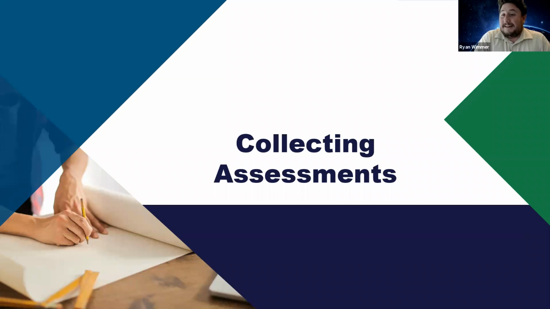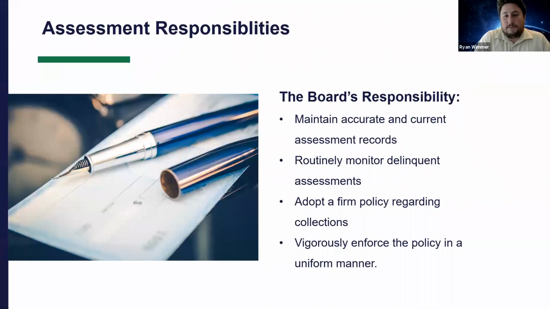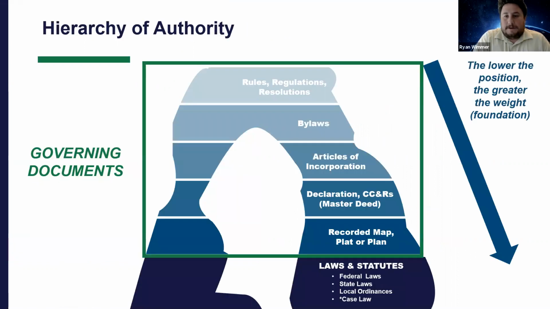We're going to jump into collecting assessments. The board has a fiduciary duty to the association that includes the timely collection of assessments. One of the tools used in this duty is the collection policy. Part of that collection policy falls under this hierarchy of authorities, so this is a reminder that we have that authority. The collection policy would be at the very top of this arch, and it's used to clarify the authority to collect assessments.